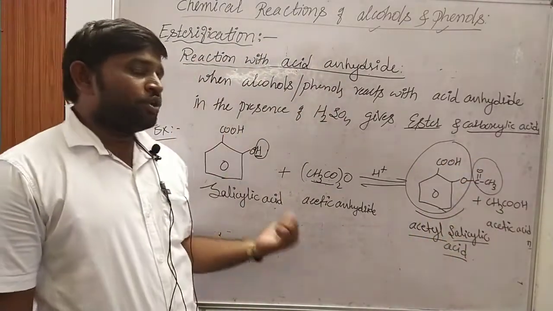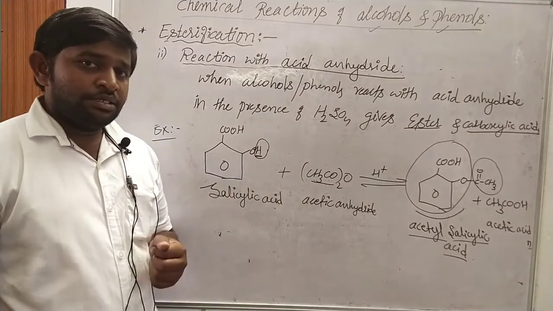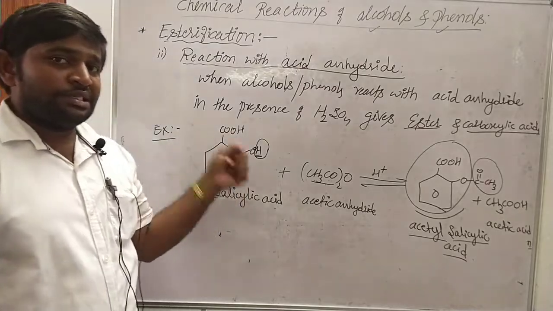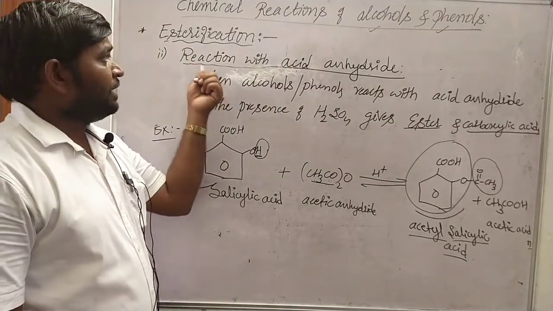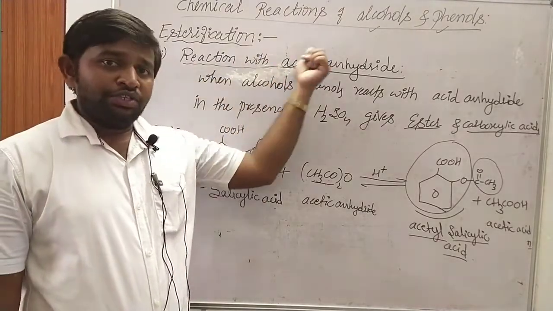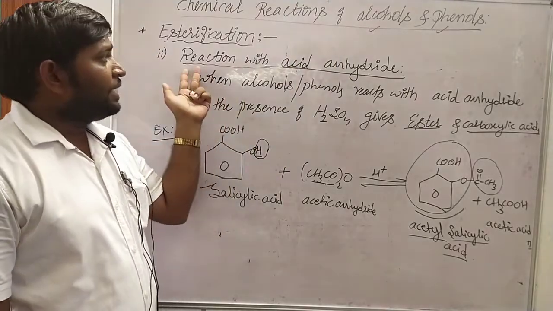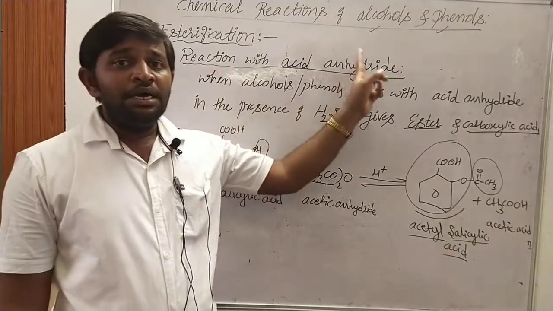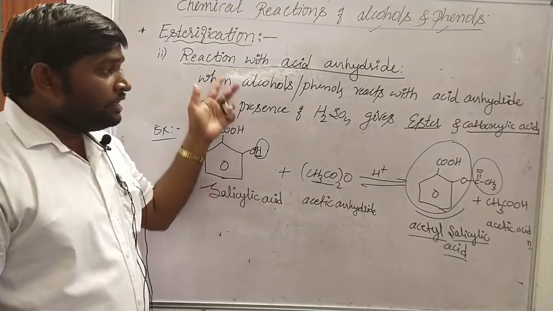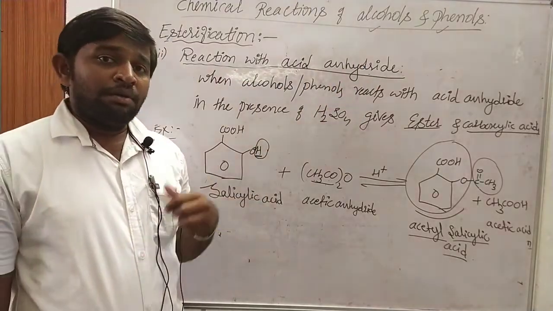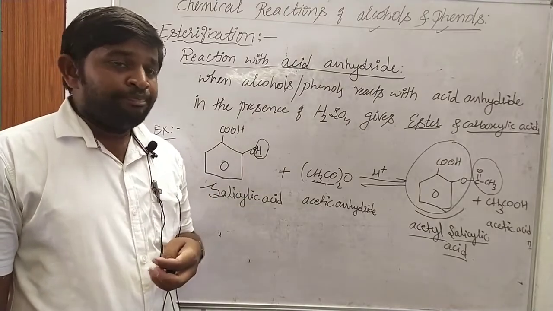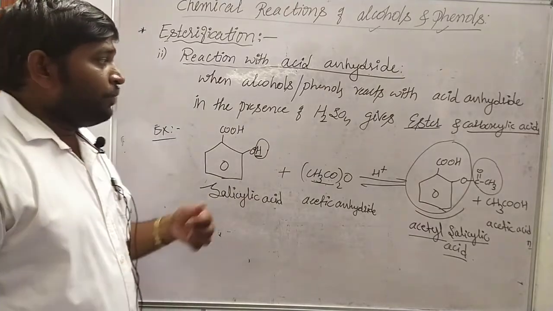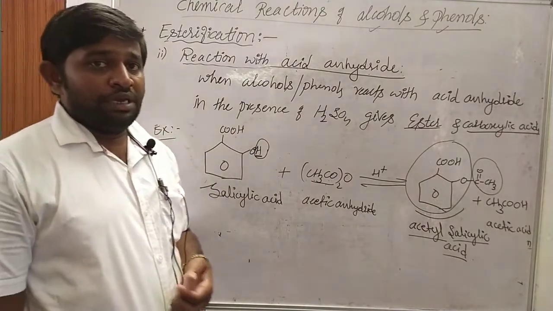So this is all about the chemical reactions of alcohols and phenols. The first one is esterification, in which we can react with carboxylic acids first. The second reaction is with acid chlorides. After that, reaction with acid anhydride. All these reactions are the preparation of esters only. By these reactions we can prepare ester molecules from alcohols or phenols. Thank you.